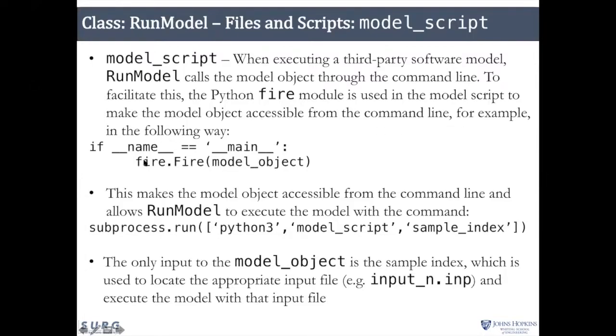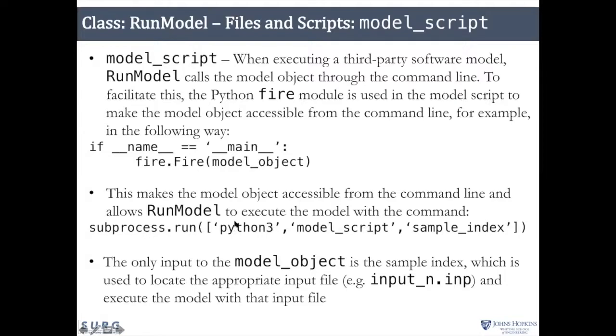So within the model script, we have to include an example for using Fire, which is shown here. If we include these lines, if __name__ equals __main__, fire.Fire(model object), where model object is the name of the object which contains the commands to execute the model. So if this line is placed within a model script, this makes the model object accessible from the command line. And RunModel can now execute this model by using the following command using the subprocess module of Python.